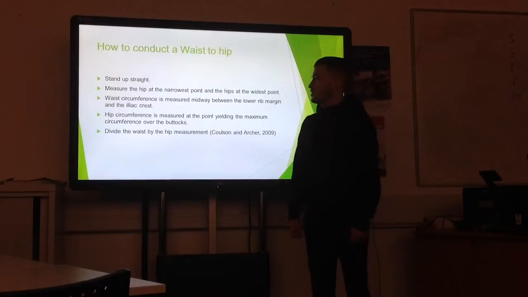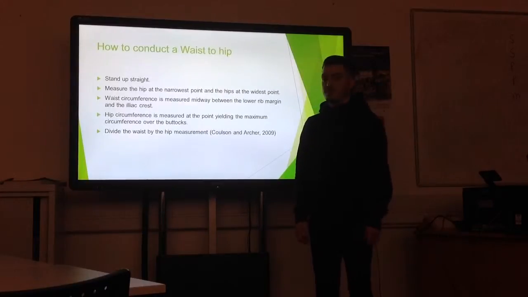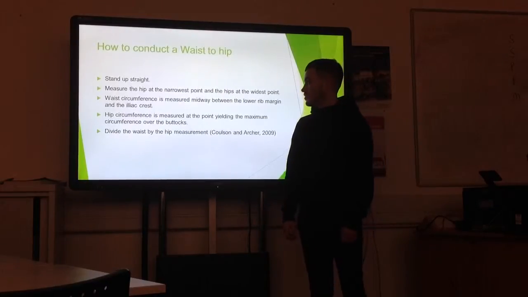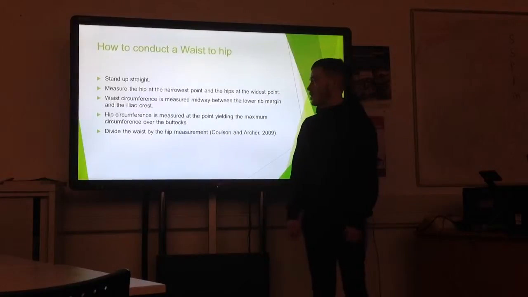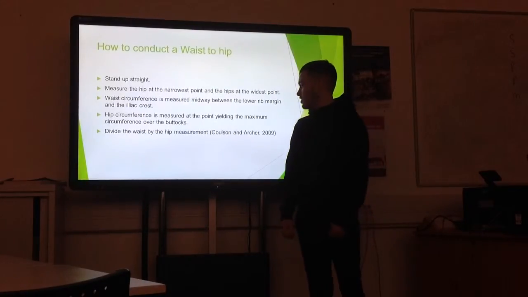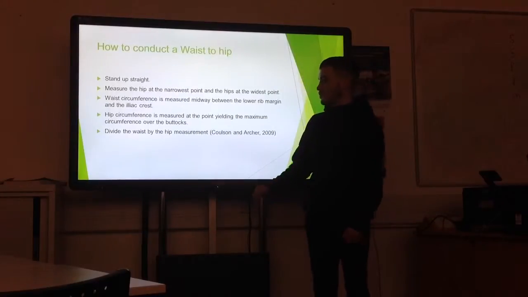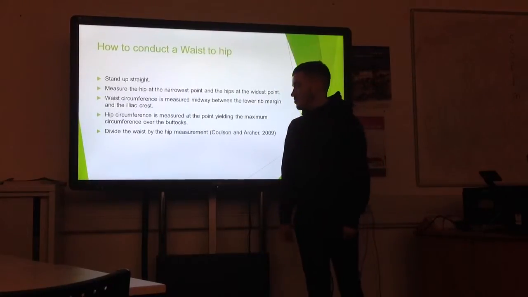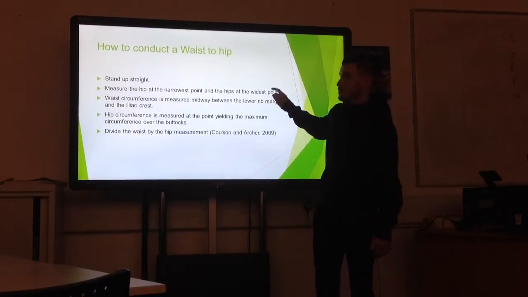How to conduct a waist to hip: you stand up straight, measure the waist at the narrowest point and the hips at the widest point. The waist circumference is measured midway between the lower rib margin and the iliac crest. Hip circumference is measured at the point near the maximum circumference over the buttocks. Divide the waist by the hip measurement.